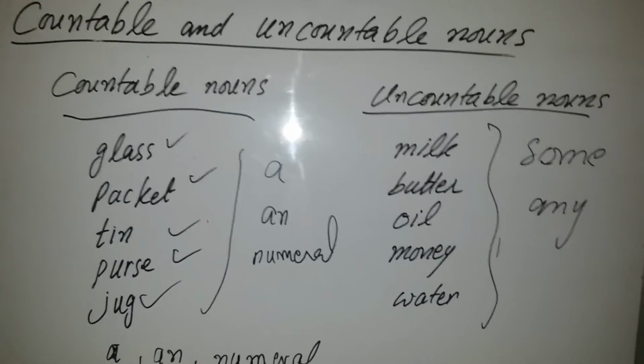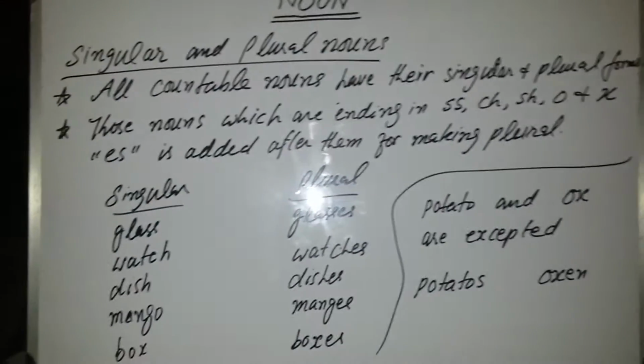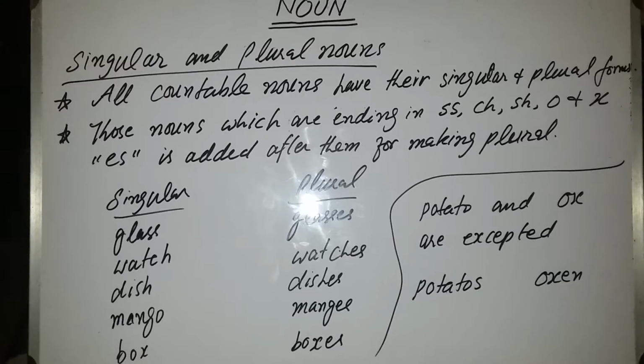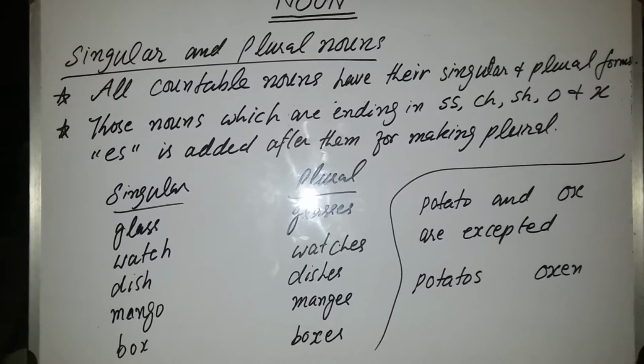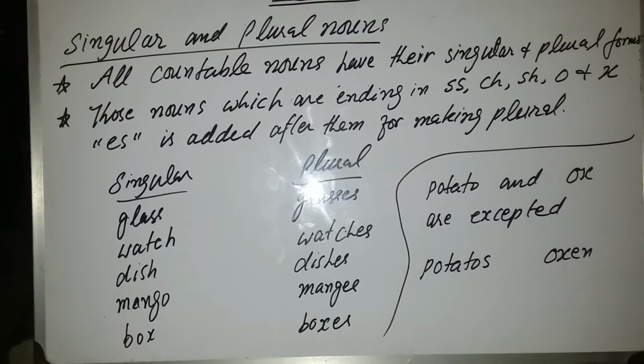This is the difference between countable and uncountable nouns. Now the next pair, that is singular and plural nouns. All countable nouns have their singular and plural. All those nouns which can be counted will have their singular and plural forms.